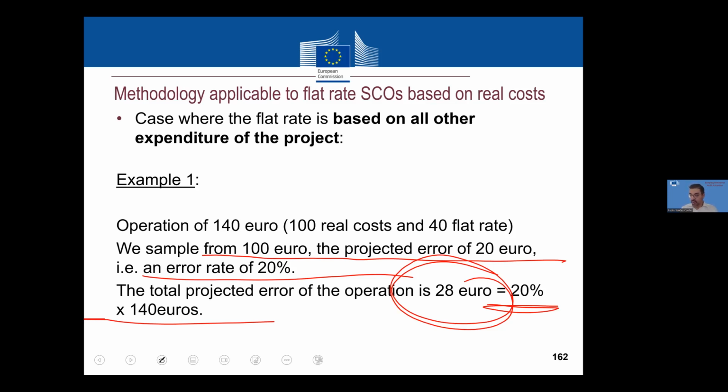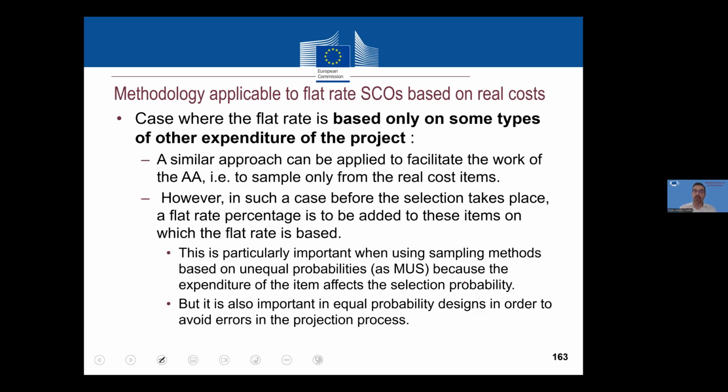A different situation is the one where the flat rate is based only on some types of other expenditure of the project. So you can still select your sample from the real cost items. This is still a possibility. Nevertheless, before the selection takes place, you have to previously add the flat rate percentage to the items that are affected by this flat rate, but only these items, because we are under a situation where not all the items are affected by the flat rate.